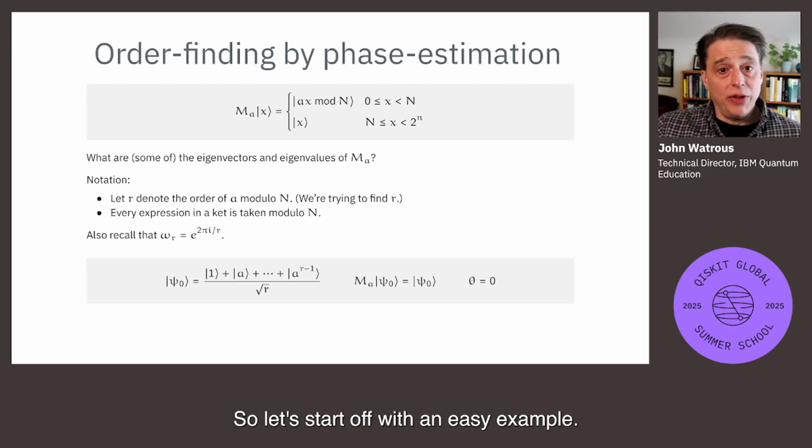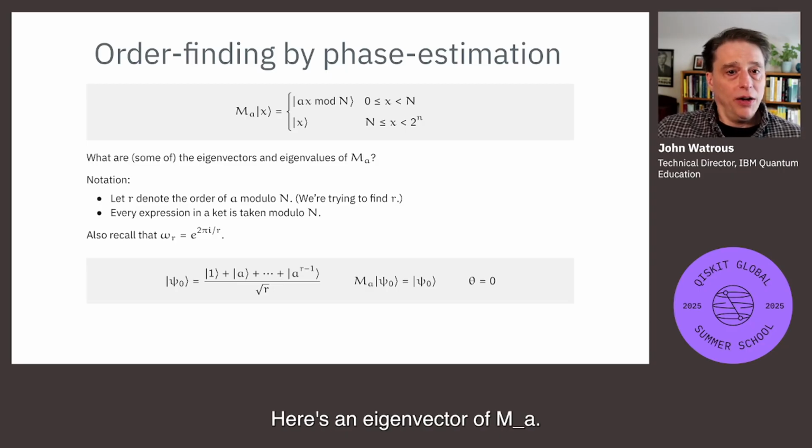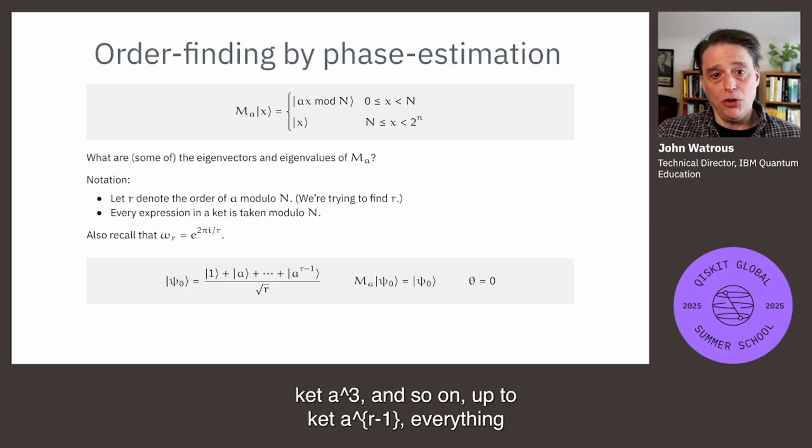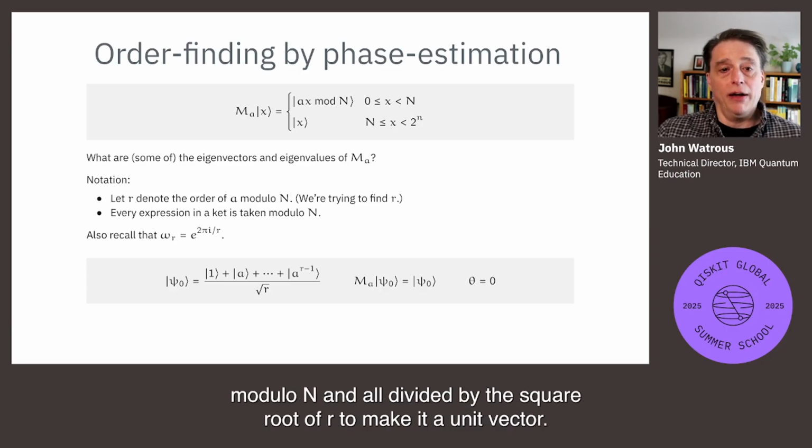So let's start off with an easy example. Here's an eigenvector of M_a. We've named it psi_0, and it's given by the sum of ket 1, ket a, ket a squared, ket a cubed, and so on, up to ket a to the power r minus 1, everything modulo N, and all divided by the square root of r to make it a unit vector.